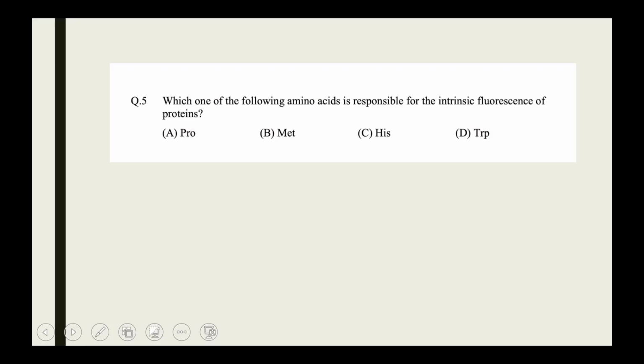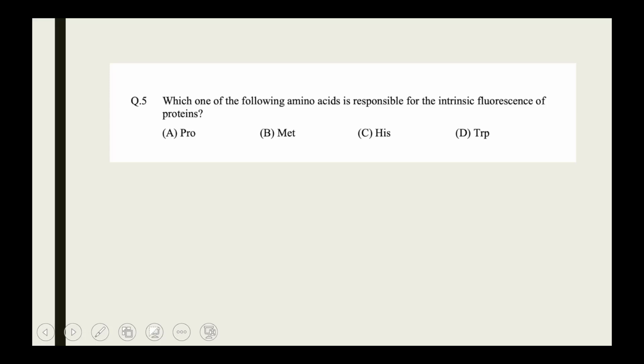this is our question, which has come in one of the previous GATE question papers. Here it has been asked which one of the following amino acids is responsible for the intrinsic fluorescence of proteins. The options provided are A. Proline, B. Methionine, C. Histidine and D. Tryptophan. Okay. So to answer this question, first we need to understand the amino acid structure and their side chains.